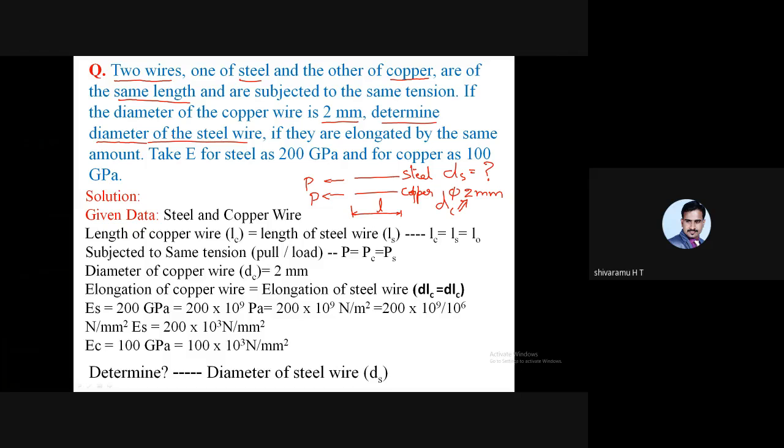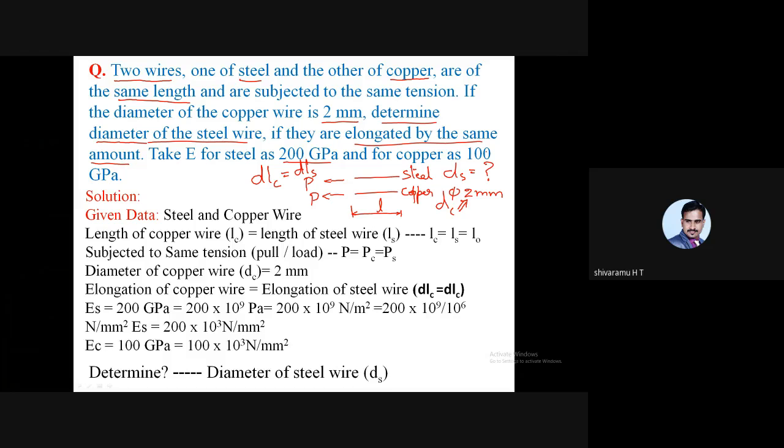If they are elongated by the same amount, once again it is given that whatever the elongation, the deformation of the copper wire will be equal to the deformation of the steel wire. So whatever their extension or the stretching with the tension load will be the same. And Young's modulus for the steel is 200 gigapascal and for the copper is 100 gigapascal.